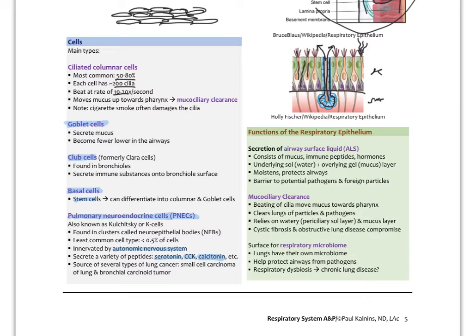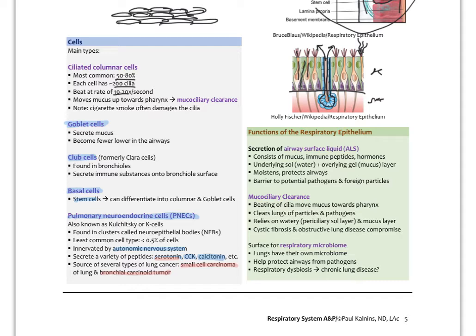These cells can become cancerous, and so this is the source of several different types of lung cancers, in particular small cell carcinoma and bronchial carcinoid tumors. Carcinoid tumors are tumors of the serotonin cells. So we'll see with lung cancers there's several different types, but one type has to do with cancers of these specific types of cells.